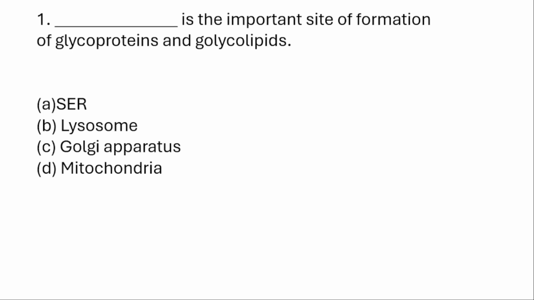Dash is an important site for formation of glycoproteins and glycolipids. Where are they going to form? SER, no, SER forms lipid. Lysosome, no, lysosome has digestive enzymes. Golgi apparatus, exactly, because the Golgi apparatus is the site for the formation of glycoproteins and glycolipids. So the answer is C.